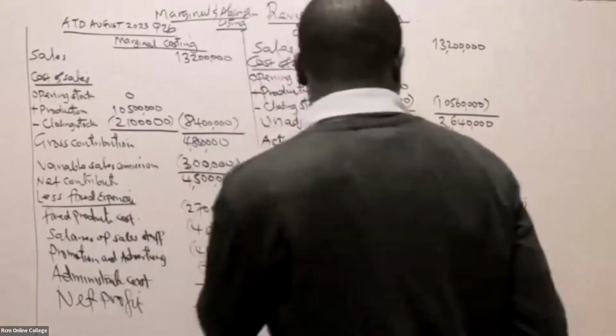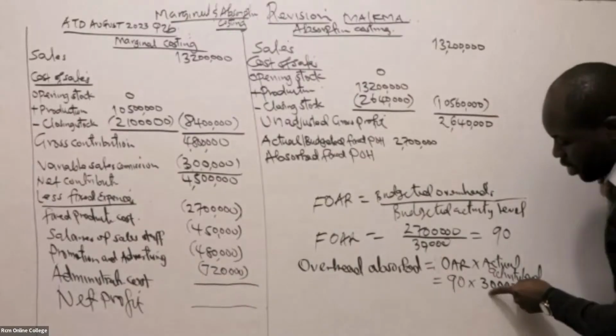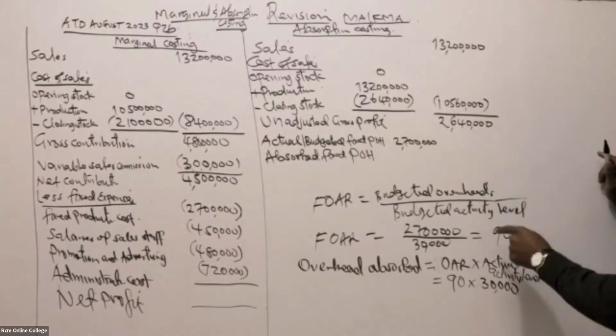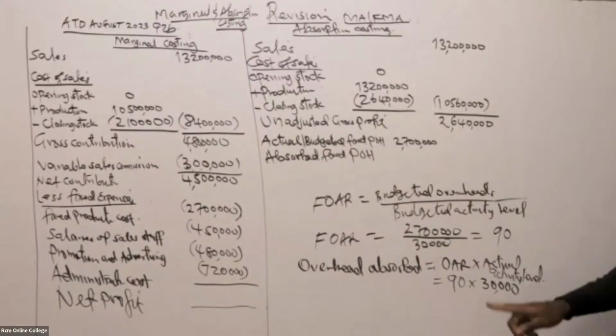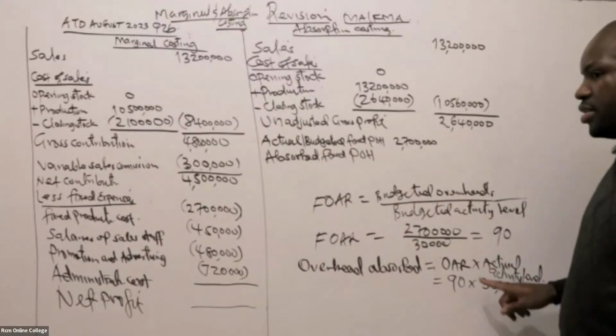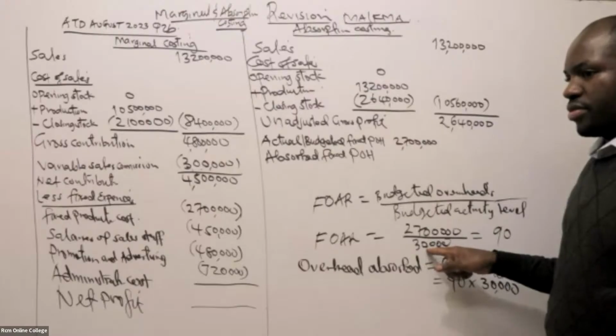And I want to tell you something that is very simple. Are we all accepting that the 30,000 we are using here is not the same as the 30,000 we used here? Do we all agree?